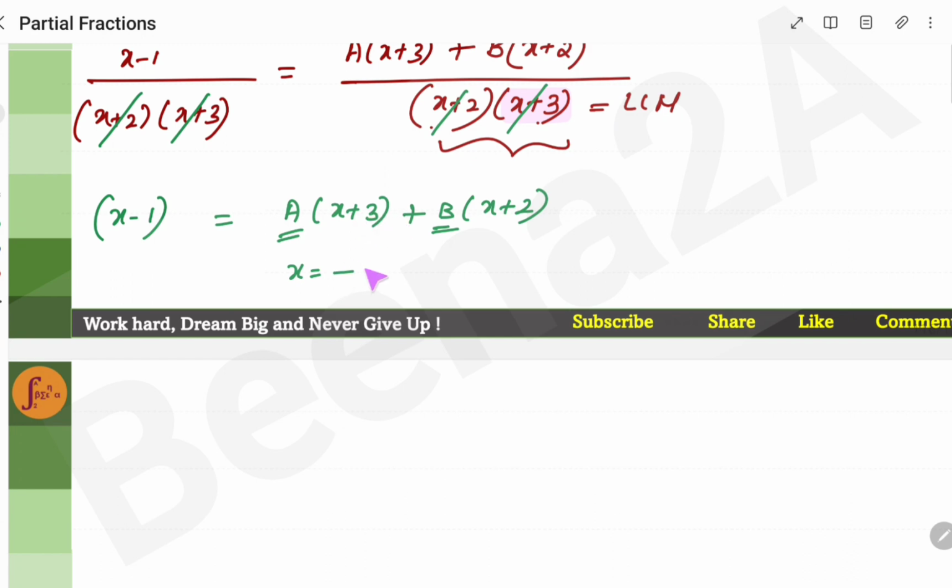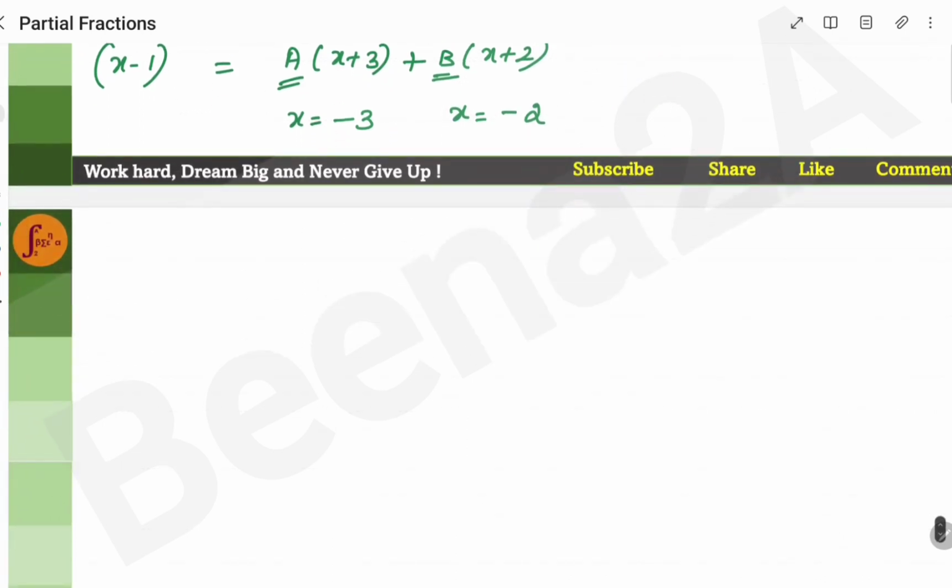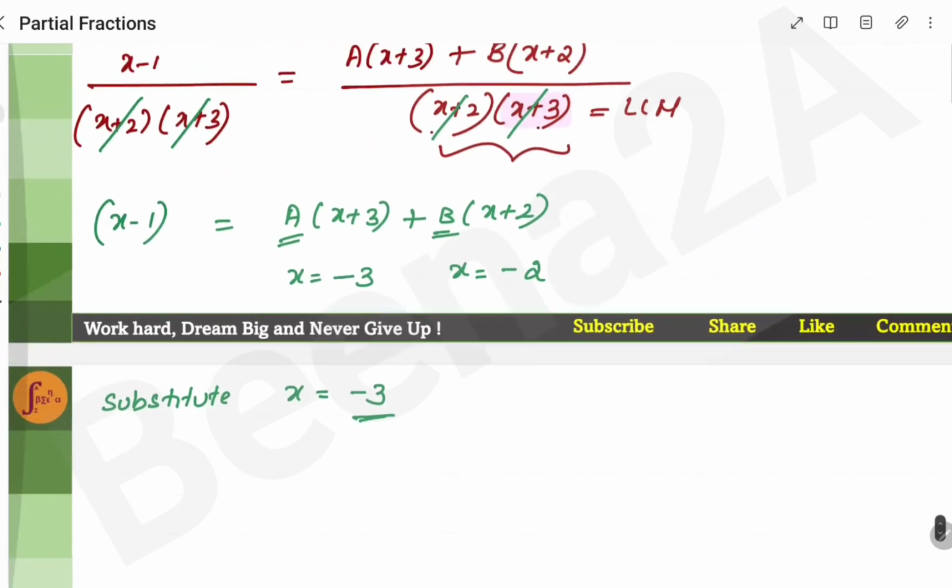You have plus 3, it will become minus 3. Here you have plus 2, it will become minus 2. Right? Now I substitute both the x values one by one. First I'll substitute x is equal to minus 3. Again, order does not matter. You substitute either this value first or this value first. I'll take x is equal to minus 3.